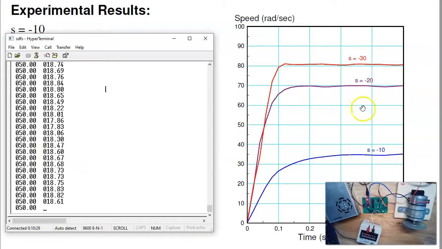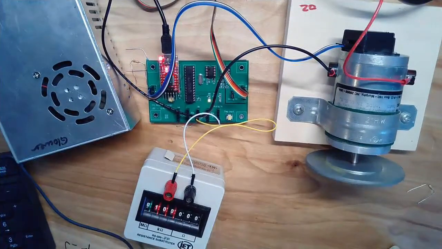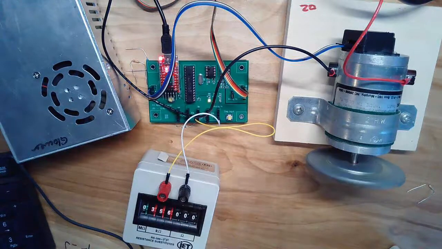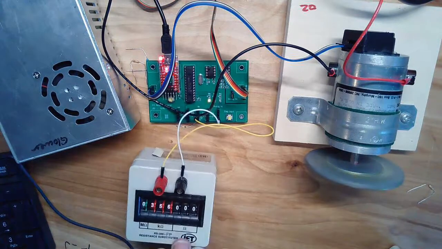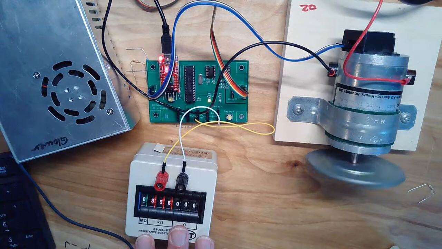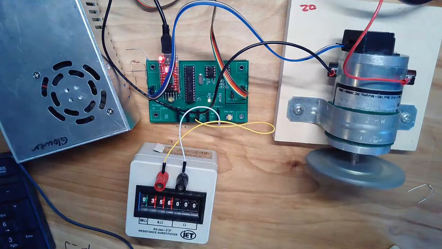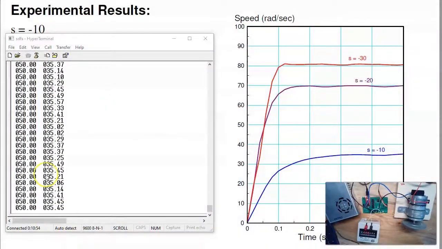If I want to put the pole at minus 20, I need to adjust the gain to 356K. So this has a gain of 0.356. I now apply step input. The motor changes direction. Again, not really easy to see in the video. But I go to HyperTerminal, I see the steady state error is less. I was going 18, I doubled the gain, so the steady state error is now much smaller.